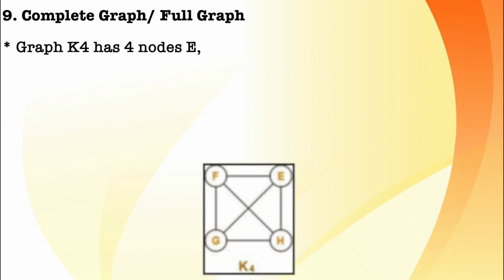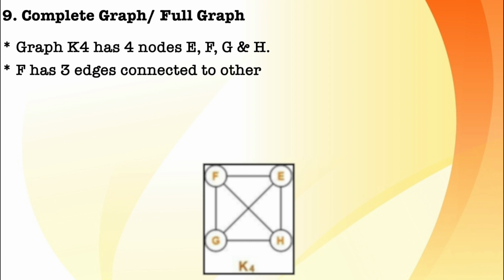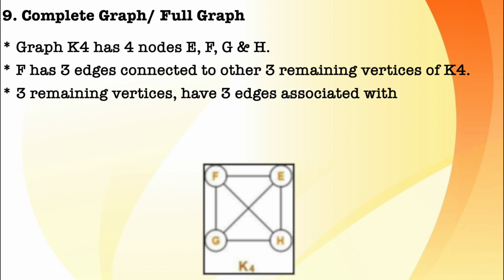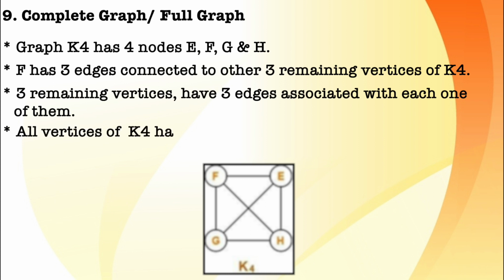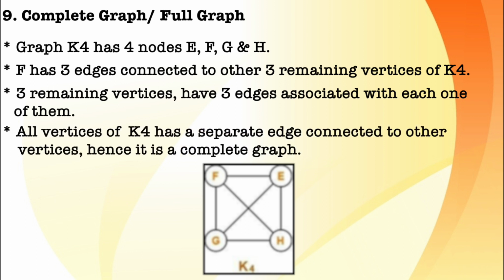Graph K4 has 4 nodes E, F, G and H. F has 3 edges connected to the other 3 remaining vertices of K4. Likewise, the other 3 remaining vertices have 3 edges associated with each one of them. All vertices of the graph K4 have a separate edge to the other vertices. Hence, it is a complete graph.